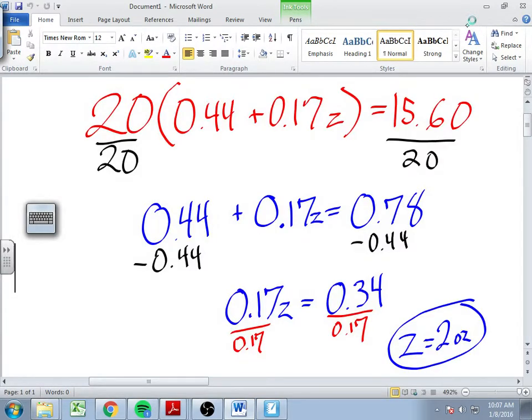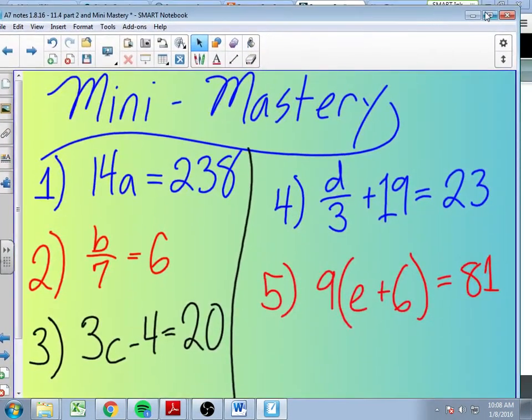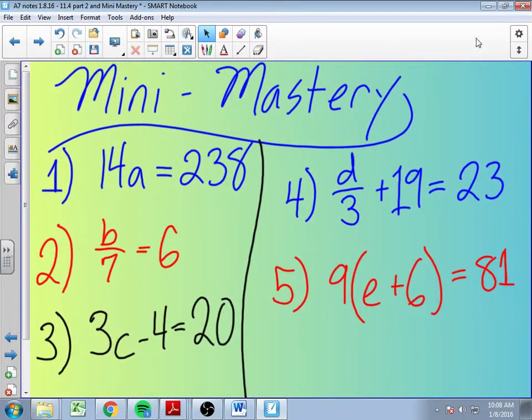So, there's a problem on the mini mastery, just like that with distribution. And I challenge you to try it in that method. I mean, you can use whichever method you really want, but I challenge you to try it that way, just to try something new. Here is your mini mastery.